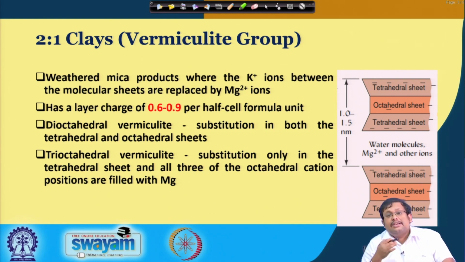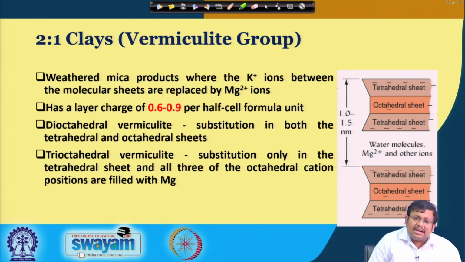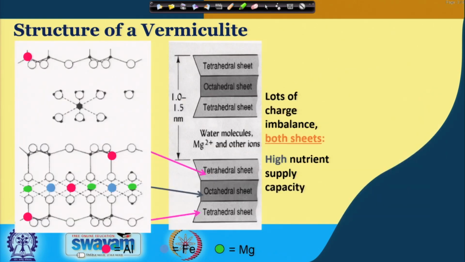In dioctahedral vermiculite, you can see the substitution in both the tetrahedral and octahedral sheet. However, in the trioctahedral variants of vermiculite, you will see substitution only in the tetrahedral sheet, and all three of the octahedral cation positions are filled by magnesium. So, if we go ahead and see the detailed structure of vermiculite, it becomes very clear why it has high negative charge development, because it shows the isomorphous substitution both in the tetrahedral sheet as well as in the octahedral sheet.